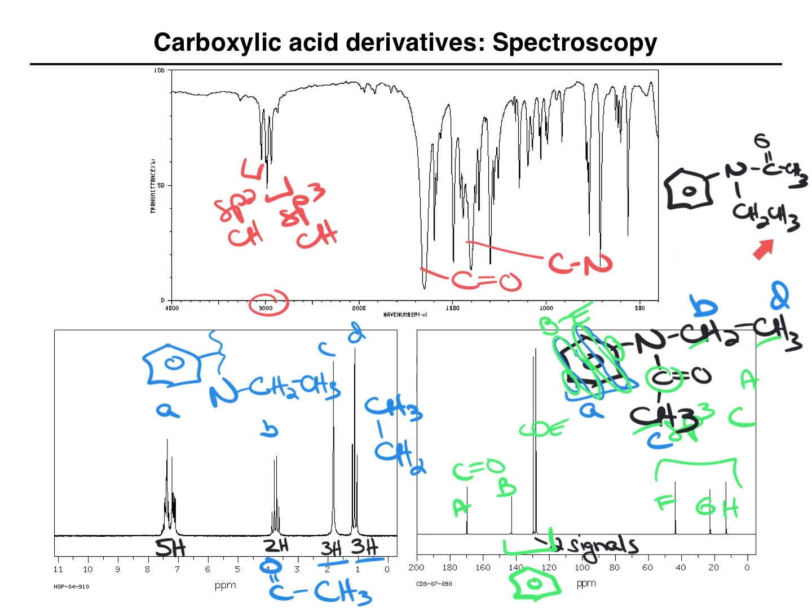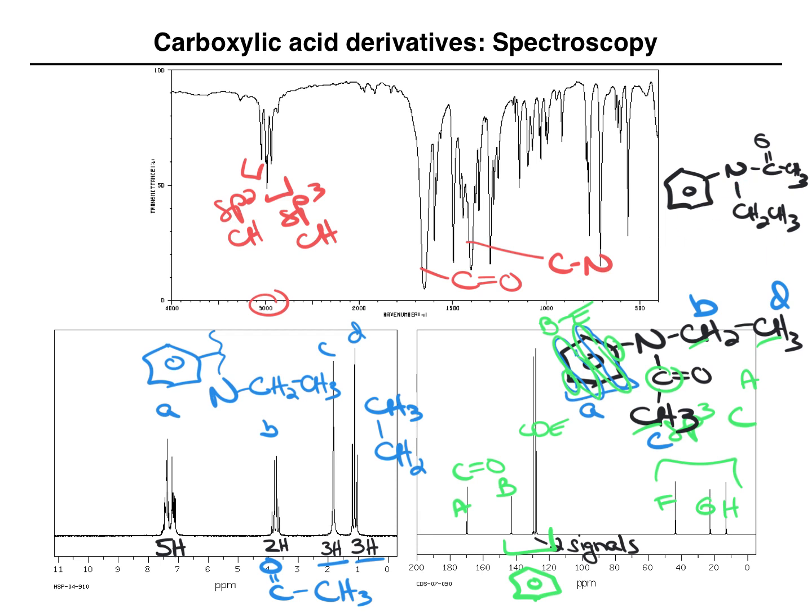Here's another representation of this compound. So we have an acetyl group, and this would be aniline, and then the nitrogen is substituted with an ethyl group. So this compound is called N-ethyl acetanilide.